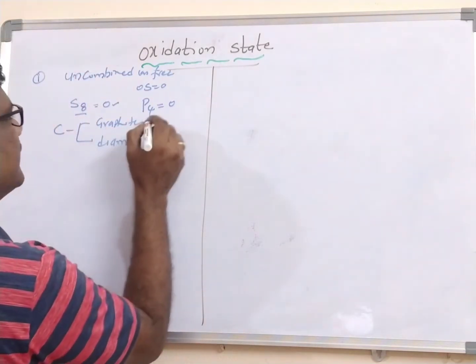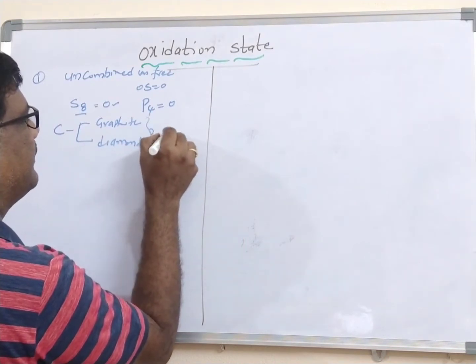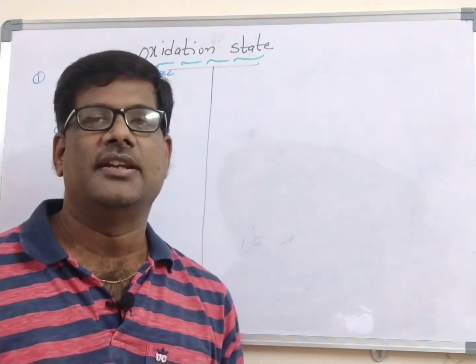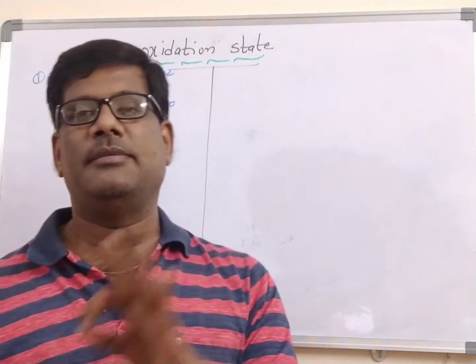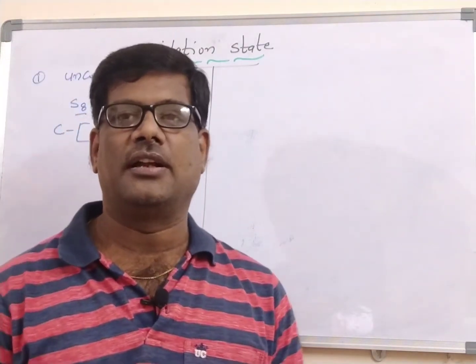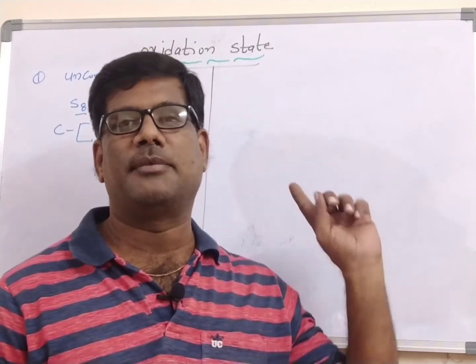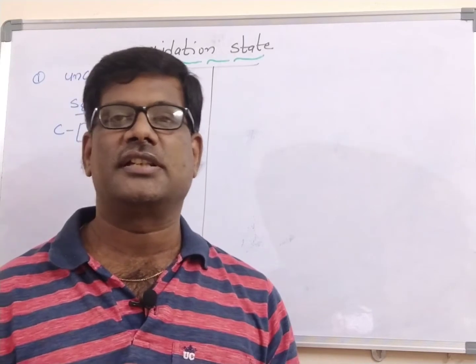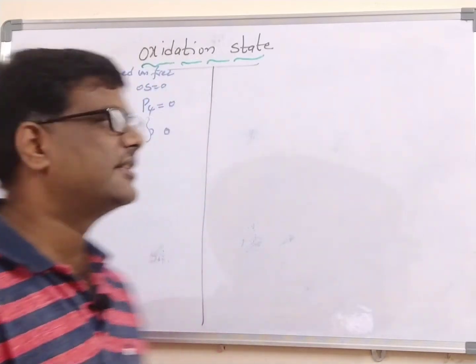The oxidation state of carbon in graphite and diamond is equal to 0 because it is the uncombined state. That's why the first point is, any element in the uncombined state will have 0 oxidation state. Among them, S8 is very important for IPE. Diamond, graphite, carbon oxidation state is 0 for the EAMCET examination.